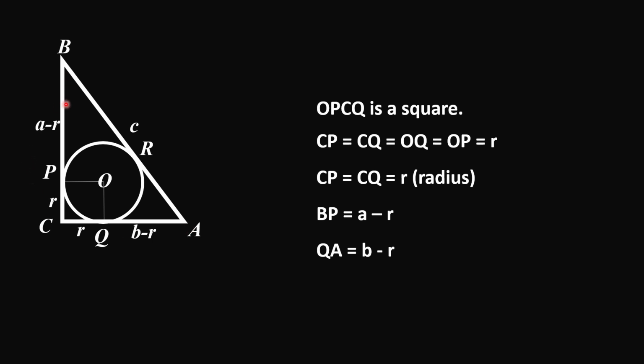The total altitude B to C is A units in length, from P to C it is the radius R, so the remaining part B to P will be A minus R. Similarly, from C to A, the total base is B, and you subtract this part R, so the remaining part QA will be B minus R. So this is A minus R and this is B minus R.